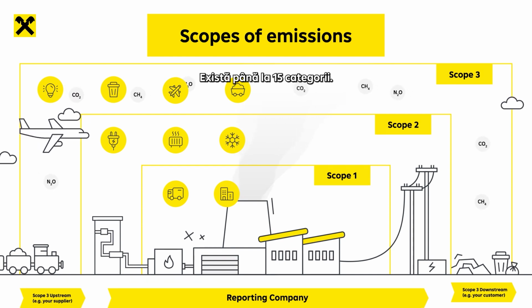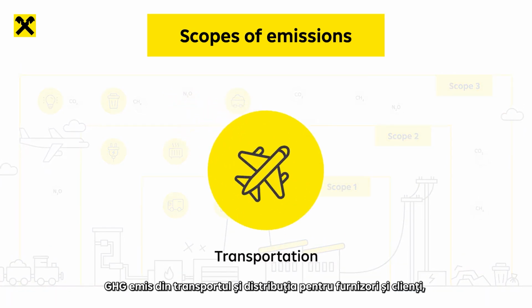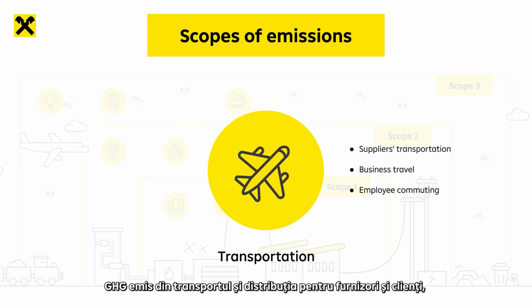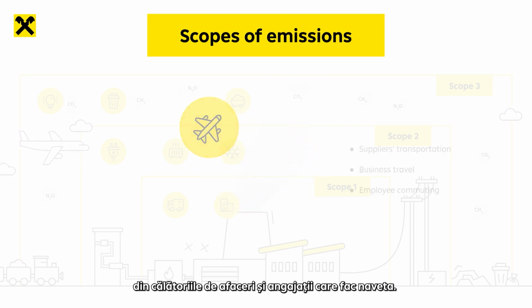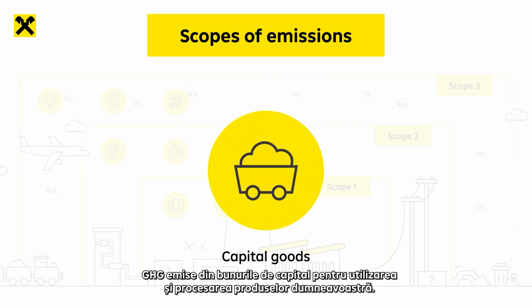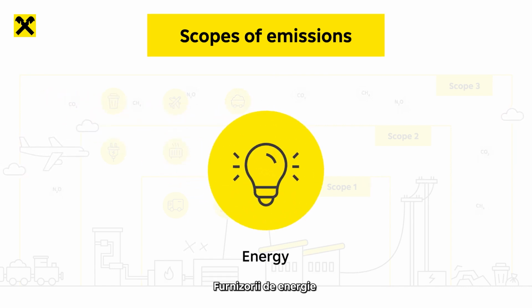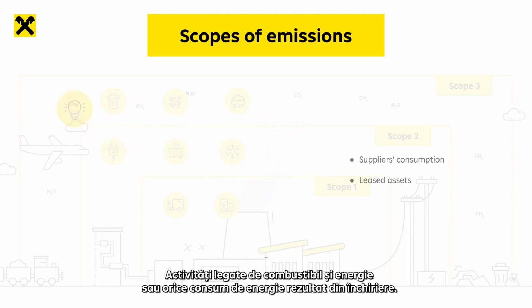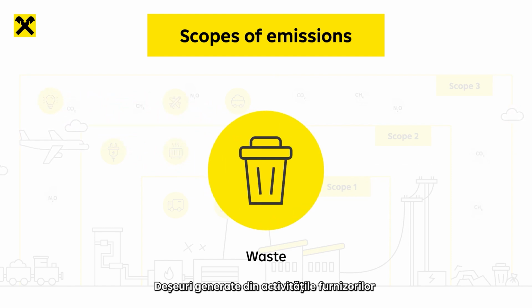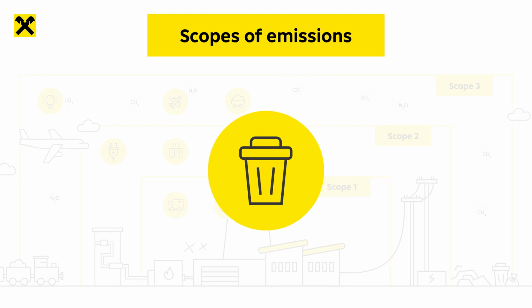There are up to 15 categories. Some typical examples of Scope 3 emissions. Transportation: your suppliers' and customers' transportation and distribution emissions, as well as your business travels and employee commuting. Capital goods: your suppliers' and customers' GHG emissions from capital goods for processing or using your product. Energy: suppliers' fuel and energy-related activities, or any energy consumption of leased assets. Waste: generated in suppliers' operations and end-of-life treatment of your sold product.